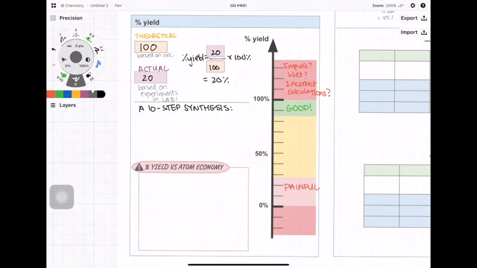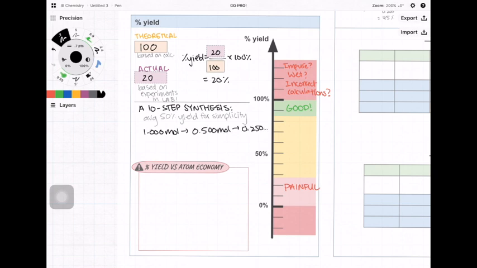Okay, and just to show you how much percentage yield affects the outcome, if, for example, we have an average of 50% yield for a 10-step synthesis, so something that takes 10 steps to produce, what will happen is that the amount of moles that you start out with will be greatly reduced. And so to calculate that, you can multiply the amount of moles you started out with by 0.5 to represent that 50% to the 10. And that results in an extremely lower amount of moles than you started out with.